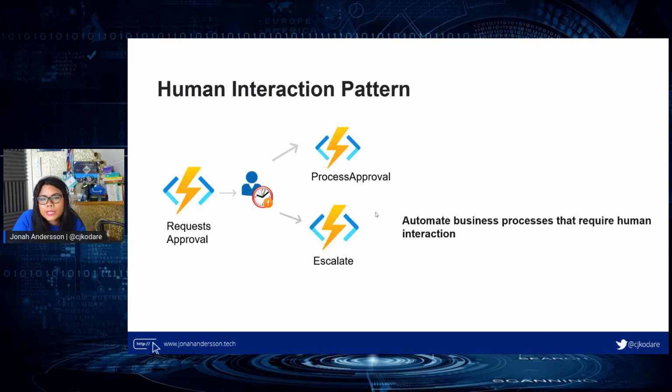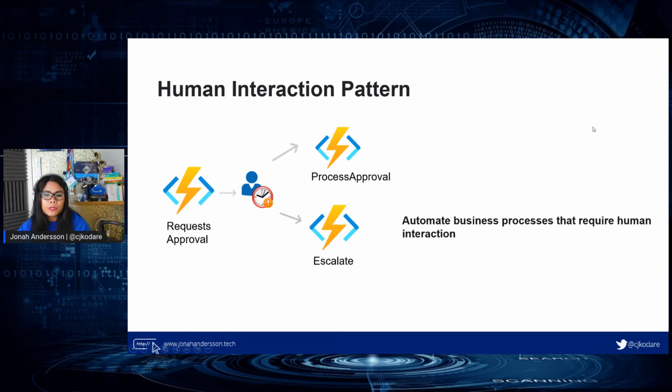And then the next pattern, which is also a good pattern to know, is the human interaction pattern. As the word itself describes, it requires human interaction. So this is typical if you want to automate a business process that requires human interaction, for example, approval. This is a good use case scenario, like you have something that requires approval from someone.